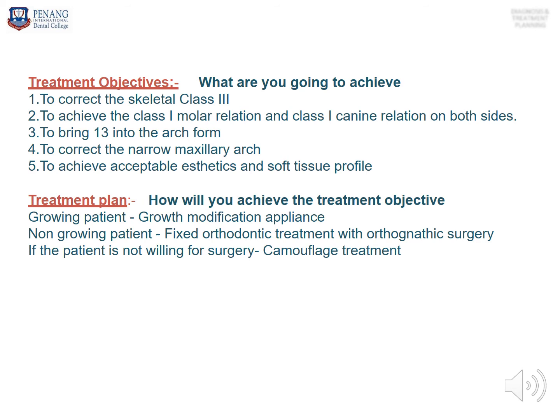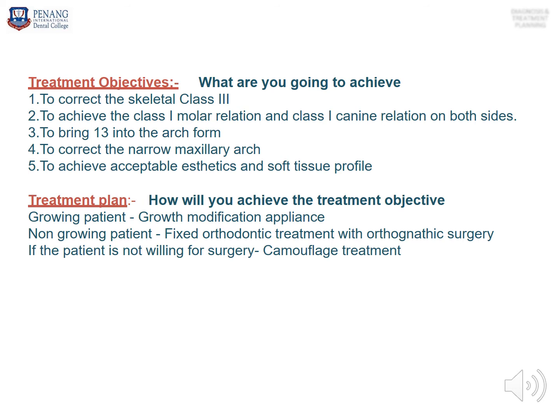And then what are you going to achieve in your treatment objective? So we would like to correct the skeletal class 3. We would like to achieve the class 1 molar relationship and class 1 canine relationship on both sides. We would like to bring 1-3 into the arch form. We would like to correct the narrow maxillary arch. And then we would like to achieve acceptable aesthetic and soft tissue profile.